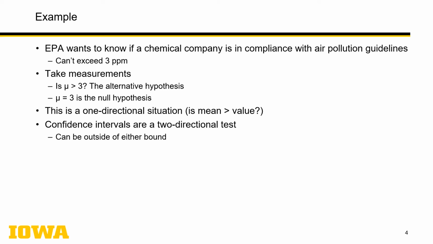Okay, let's try to apply this basic understanding to an example. Again, just in general at this point, we'll get into the details as we go along, but let's say the EPA wants to know if a chemical company is in compliance with air pollution guidelines. So they're going to go out and take a variety of measurements around the perimeter of that chemical company. And the idea is that the measurements should not exceed 3 parts per million on average. So they go and take the measurements. And again, the question is: is the mean greater than 3, or is it equal to 3, which would be the null hypothesis? Again, we're talking about the mean here.